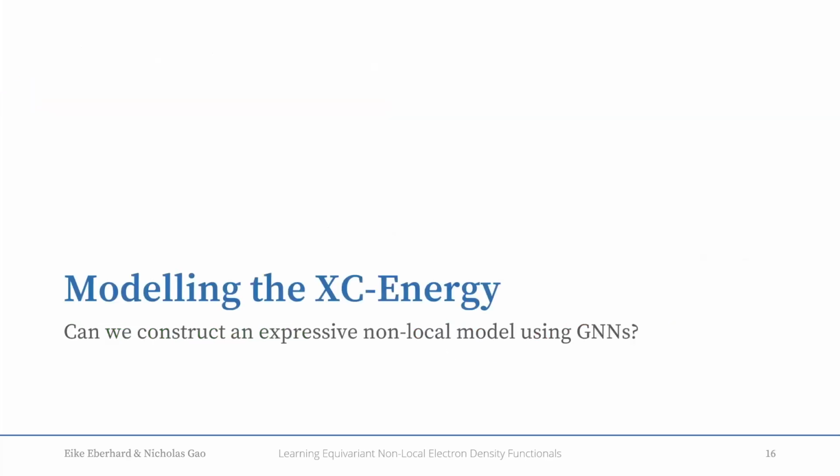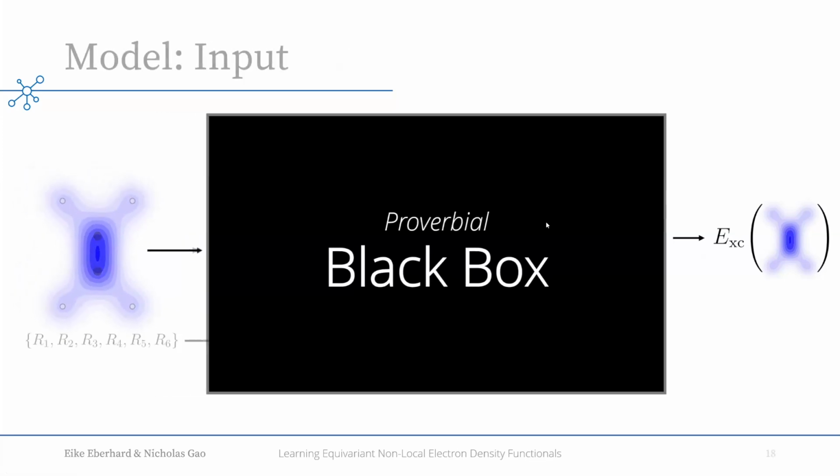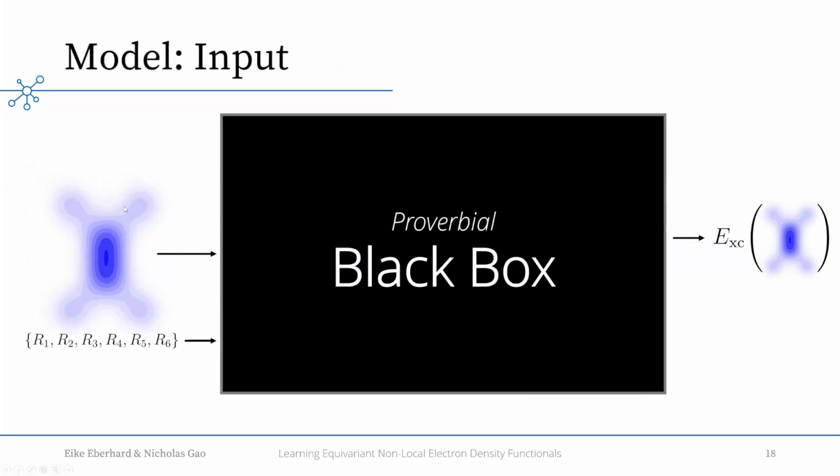So now I want to break down how we tackle the problem. We start with inputting the molecule with its given electron density into our model, and we want to get out the exchange correlation energy of this electron density. First thing that we do is we get rid of the nuclei. We just really need the nuclei positions, because we want to learn the density functional, and for the exchange correlation energy we don't need any knowledge of the nuclear charges.